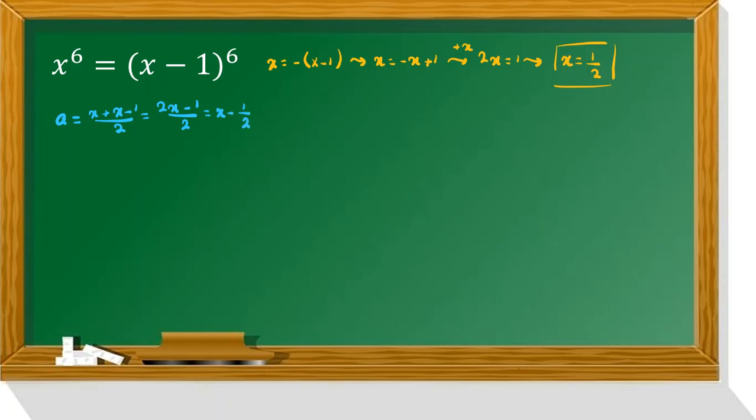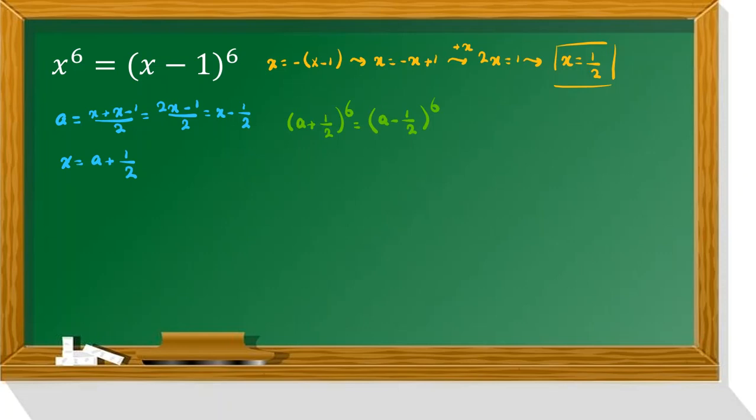Okay. And we can say, if we add 1/2 to both sides and switch left hand side and right hand side, x also equal to a plus 1/2. If we replace in our main equation, x to the 6 will be a plus 1/2 to the 6. x minus 1 will be a plus 1/2 minus 1, which will be a minus 1/2 to the power of 6.